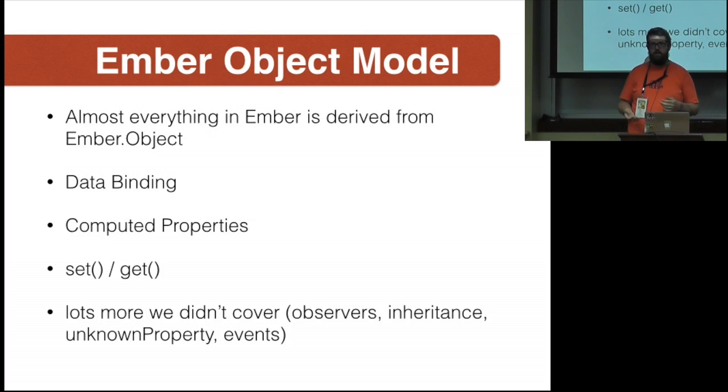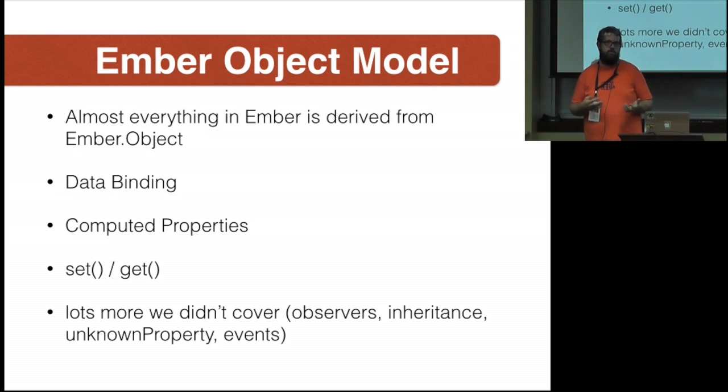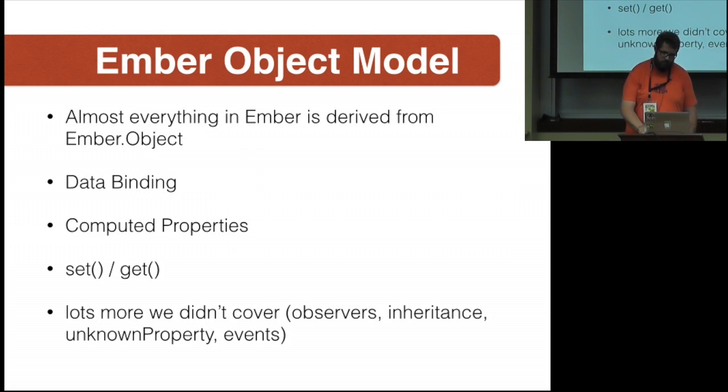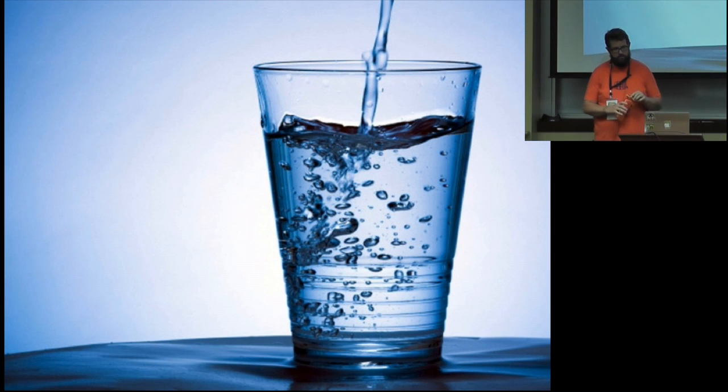And then there's a lot of stuff we didn't cover. You can have observers and you can inherit from multiple objects. There's mix-ins, unknown properties. There's a lot of stuff you can do that makes this object model more powerful. But the basics is that you have properties, you use get and set, and you can have computed properties that are derived from those values. All right, I actually need some water this time.